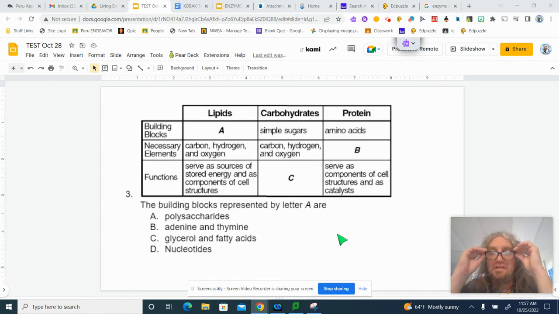I told you we'd see this chart. Okay, this chart has, of course, going in columns, you have lipids, carbs, protein, and in rows, building blocks, elements, functions. The question asks the building blocks represented by letter A are A, polysaccharides, B, adenine and thymine, C, glycerol and fatty acids, or D, nucleotides.